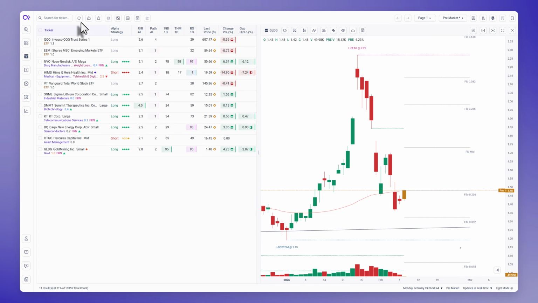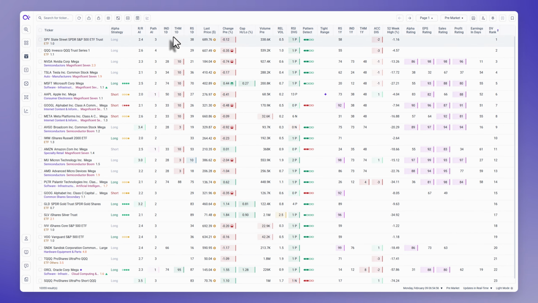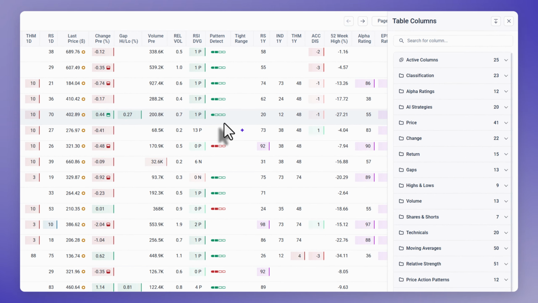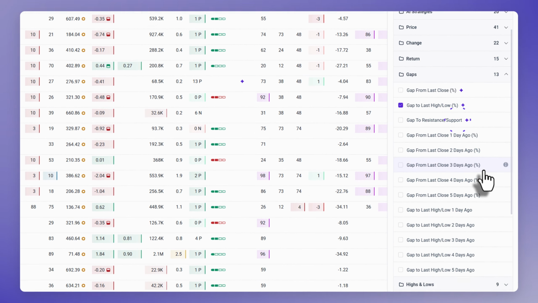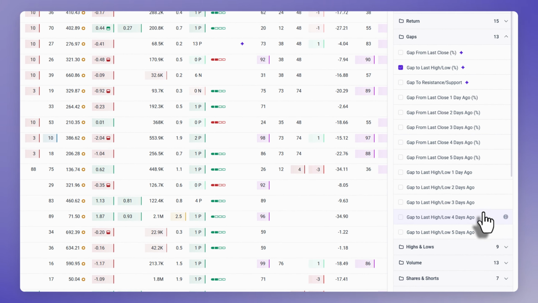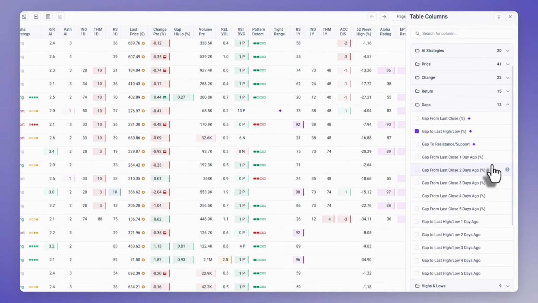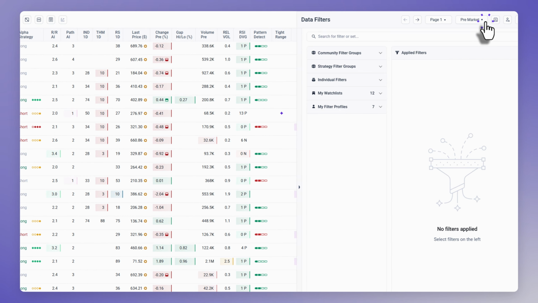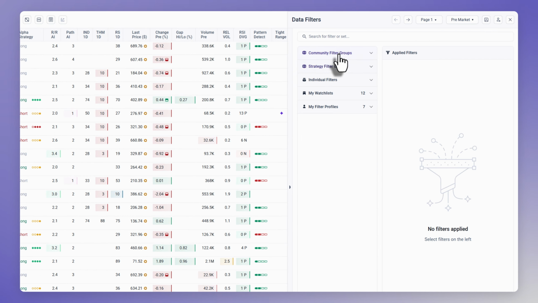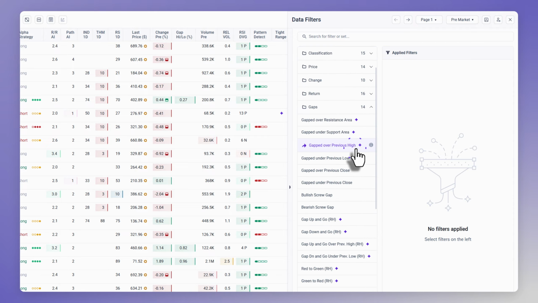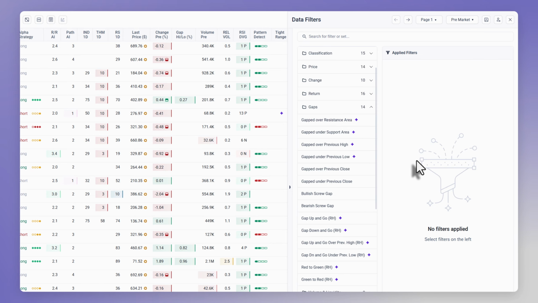If you want more context, MarketAlpha also tracks gaps across prior days. Open the column sidebar, go to Gaps, and add historical gap metrics to analyze multi-day gap behavior and follow through. To scan quickly, use the community filter groups for ready-made gap filters such as gap over resistance, gap over previous highs, screw gaps, gap and go styles, and more. No manual logic required.